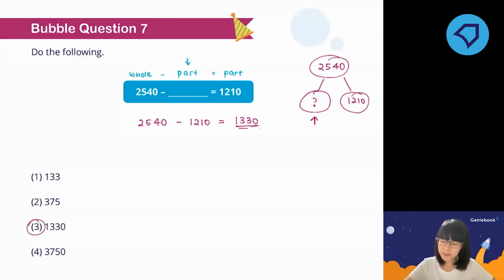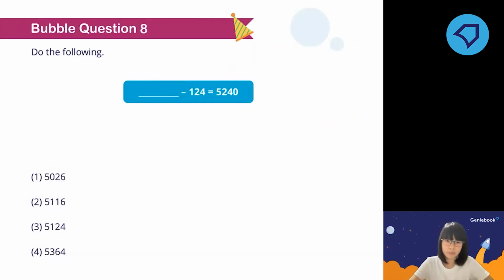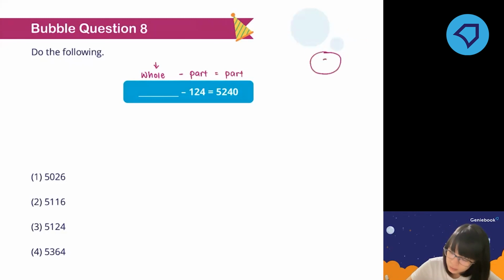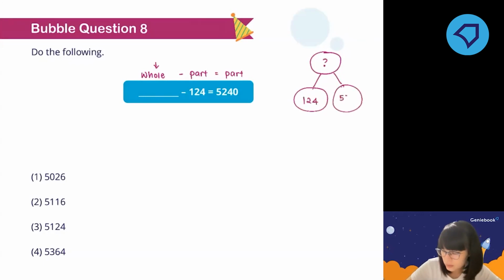So let's go on to bubble question number 8. Take a look over here again. Think about it. Do you need to do addition or do you need to do subtraction right now? Some of you need help. Okay, so again, let's write our part whole. Over here we have our whole minus a part to give you a part. So what you're looking for is the whole. That means this one minus this one will give you this part over here.